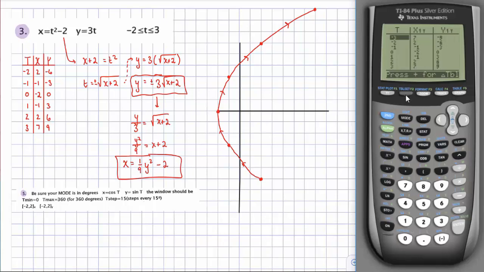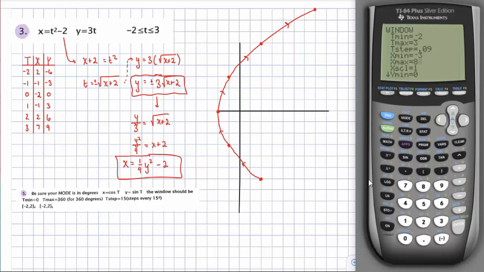So if I go back to my window, I'm going to go -2, and I can go as far as 7. That'll show everything I need. If you want to show a little bit more to show that it actually does stop, I'll go -3 to 8. So you can see that it doesn't go beyond that point. And the x scale of 1 is fine.